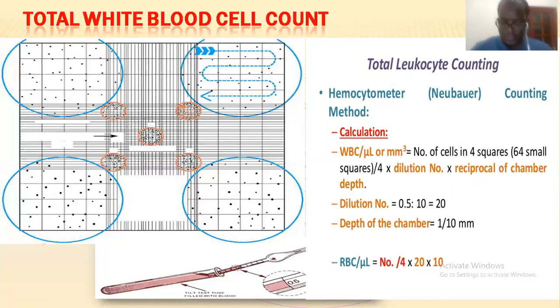So for instance, let's say you counted 150 white blood cells in all the squares. How do you do your calculations? It's very simple. You take 150 cells here, divide by 4 to give you 37.5. That 37.5 multiplied by 20 gives you 750, multiplied by 10. So it will give you 7,500. So it means you will have counted 7,500 cells in these 4 squares.